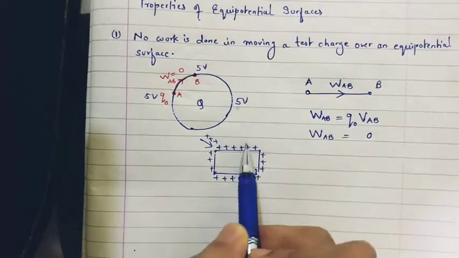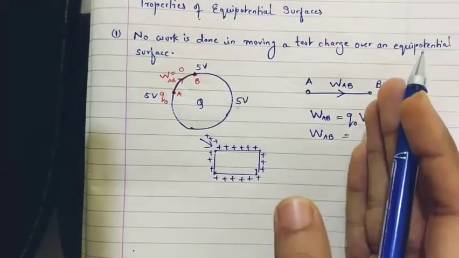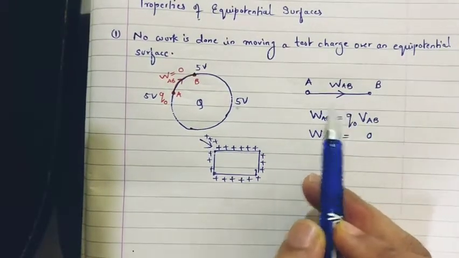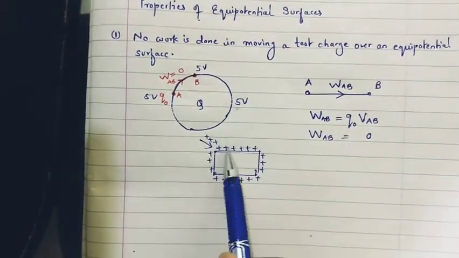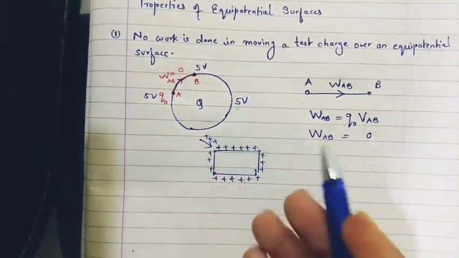Okay, and for a positive charge to move, obviously it has to go from a higher potential to a lower potential. A positive charge moves from a higher potential to a lower potential. So if the potential of this surface becomes the same, obviously the charge is not going to move.